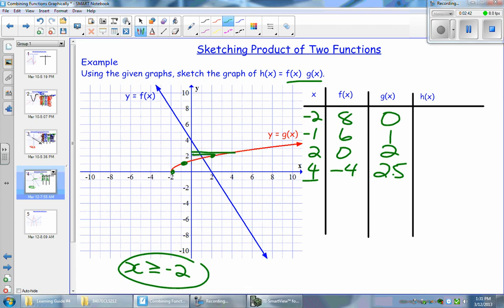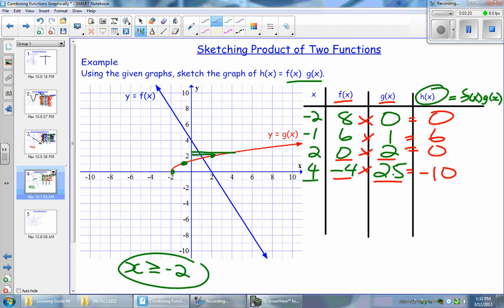Okay, so now we're going to fill in the tables for your h of x function. And remember, h of x is obtained by multiplying your f of x by your g of x. So we're going to multiply all the y values for f of x by your y values from g of x. So 8 times 0 is going to give you 0. 6 times 1 is going to give you 6. 0 times 2 is going to give you 0. And finally, -4 times 2.5 is going to be -10.